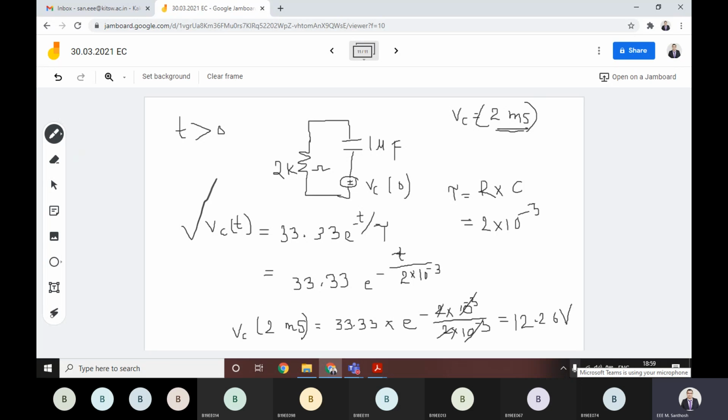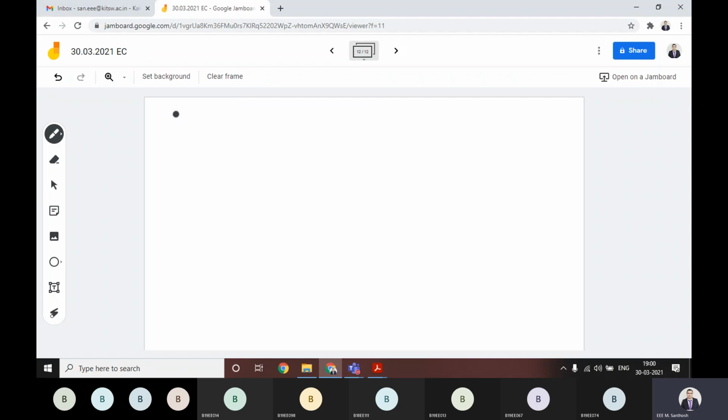Okay. Whenever you have RL and RC, it's okay. But whenever you are going for the source free RLC circuit, the third case is the source free RLC circuit.